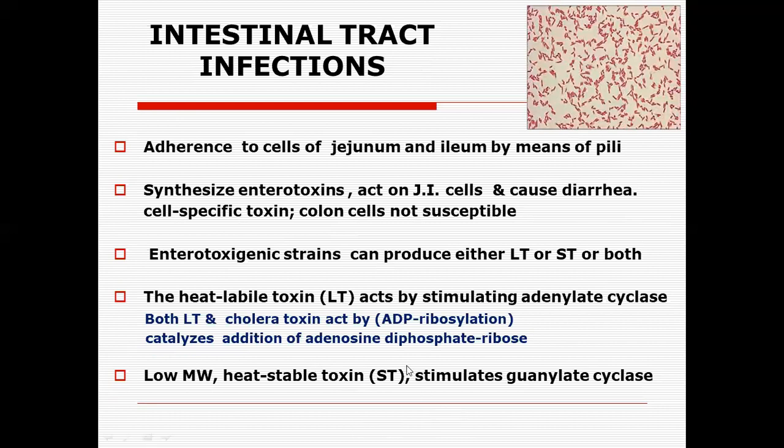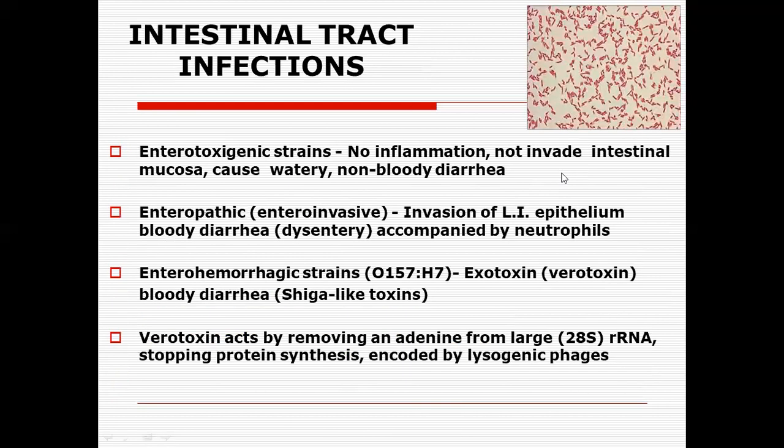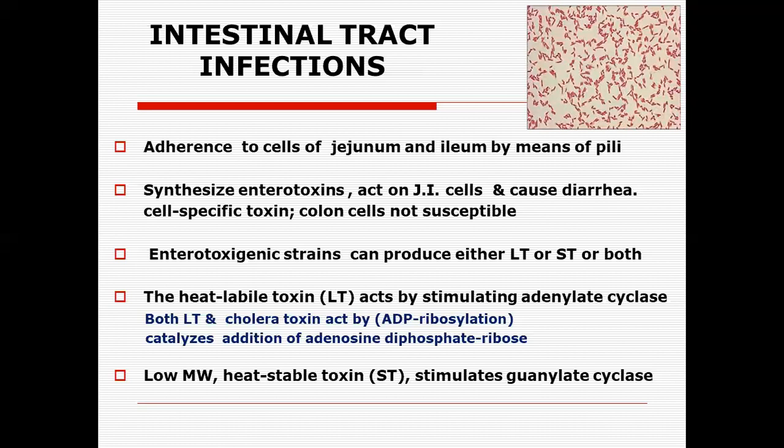It penetrates and adheres to the cells of the jejunum and ileum by means of the pili. After adhering and penetrating, it synthesizes enterotoxins, and these enterotoxins act on the cells of the jejunum and ileum and cause diarrhea. These are cell-specific toxins. The colon cells are not susceptible to this, but the cells of the jejunum and ileum are more susceptible.